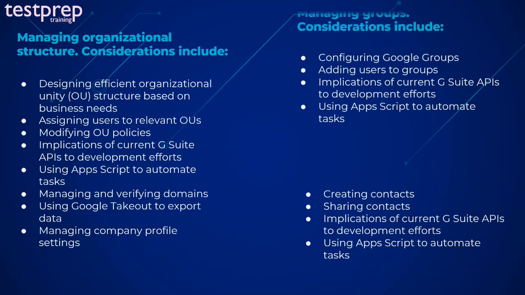Number 4, managing groups. Considerations include 1. Configuring Google Groups. 2. Adding users to groups. 3. Implications of current G Suite APIs to development efforts. 4. Using Apps Script to automate tasks. Number 5, managing contacts. Considerations include 1. Creating contacts. 2. Sharing contacts. 3. Implications of current G Suite APIs to development efforts. 4. Using Apps Script to automate tasks.